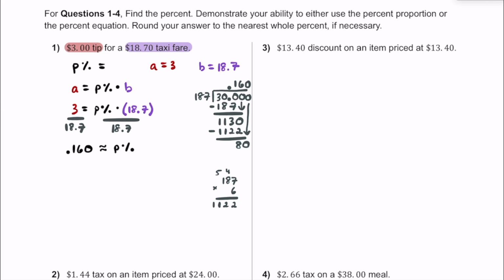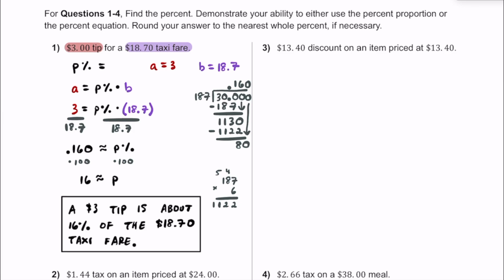And if we want to just get P, let's multiply both sides by 100 here. Multiplying 160 thousandths roughly by 100, we're going to get about 16, right? We know it's not perfect, but it's pretty close. So P is equal to 16. We can say that a $3 tip is about 16% of the $18.70 taxi fare.